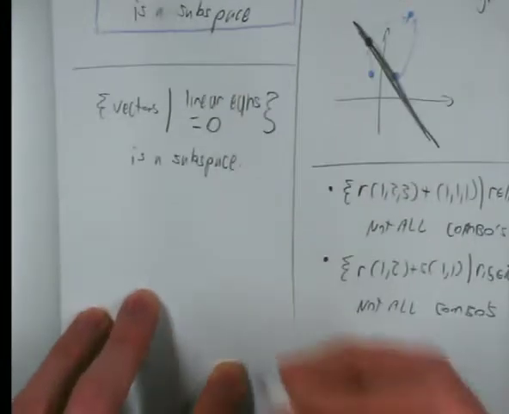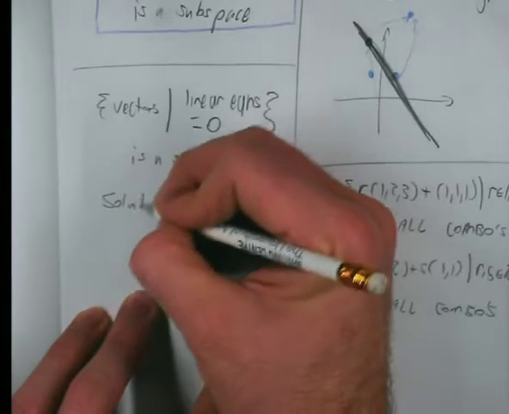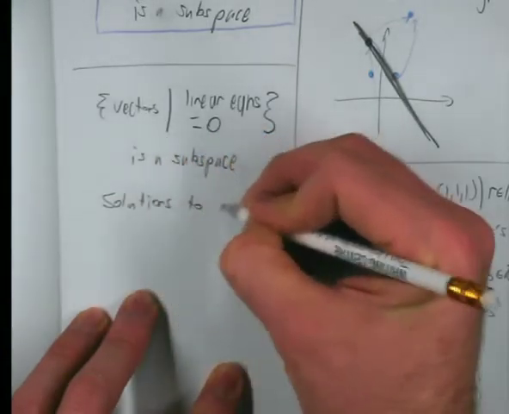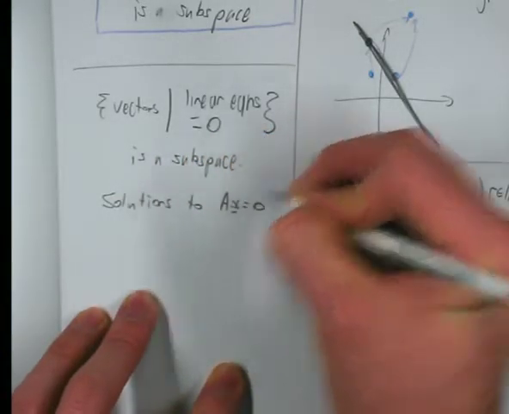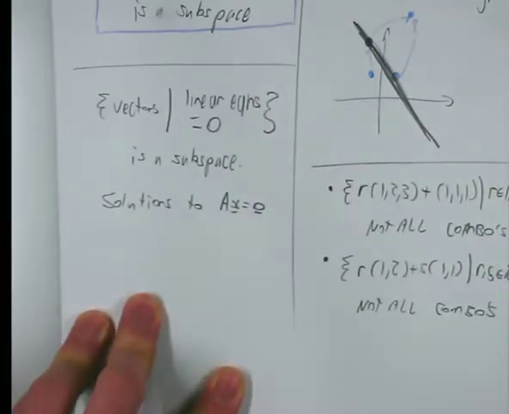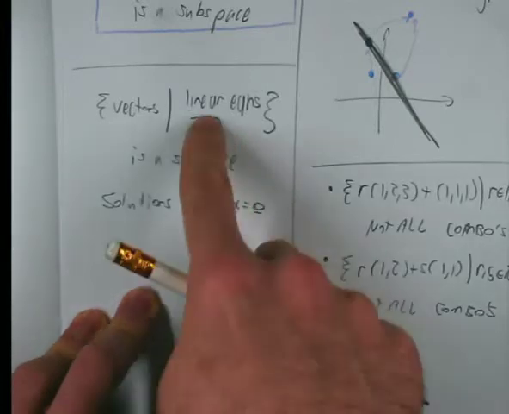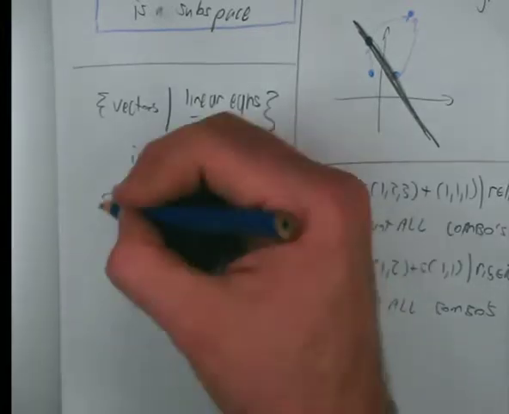The other way of writing it is that solutions to Ax equals 0, where A is a matrix, that's always a subspace too. And that's because Ax equals 0 is really just another way of writing linear equations. So these are in the same category.